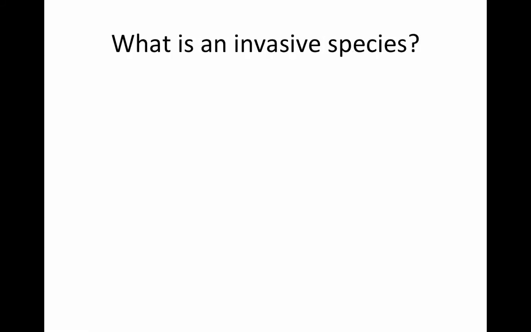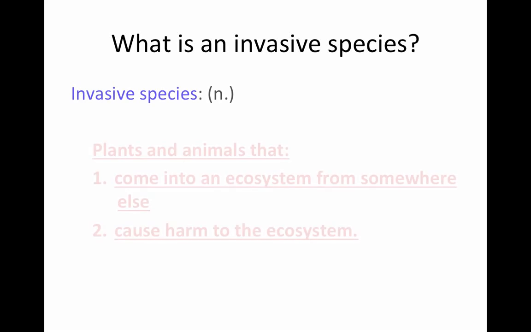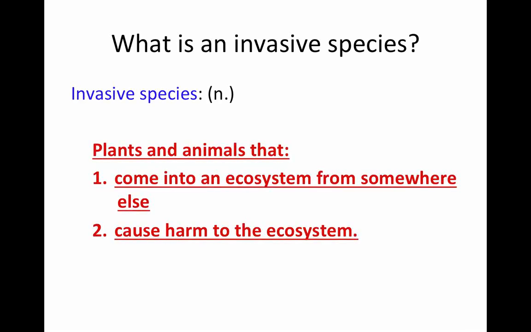So let's begin. First, what is an invasive species? Invasive species are plants and animals that come into an ecosystem from somewhere else and cause harm to the ecosystem. It is important that this definition has 2 parts.